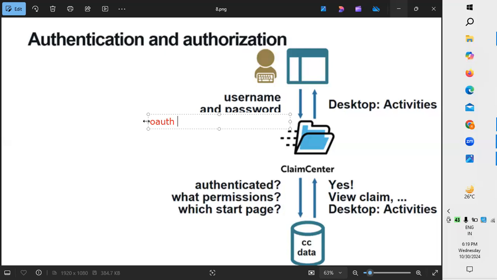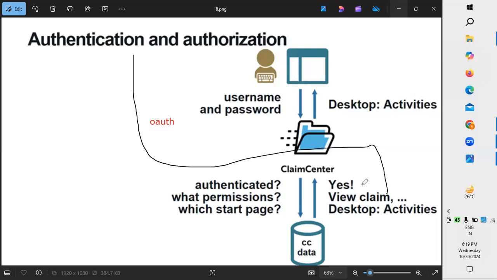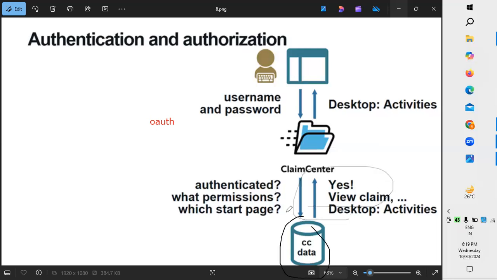From the authentication and authorization point of view, the business analyst will take requirements for two things. One is the desktop activities, where you gather the requirements. Second is the claim-related requirements, meaning you are accessing the data from the claims and doing claim updates. We have to gather requirements in these two areas.